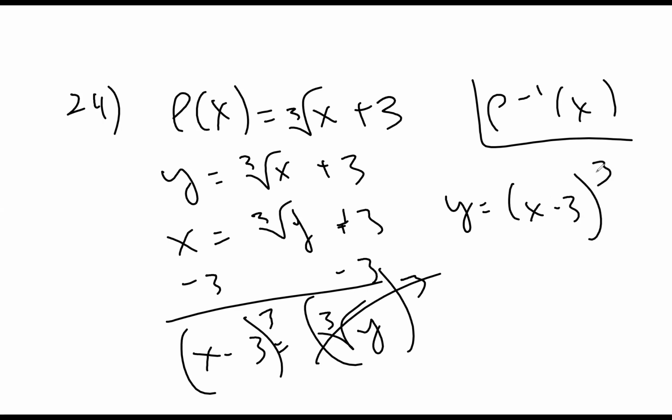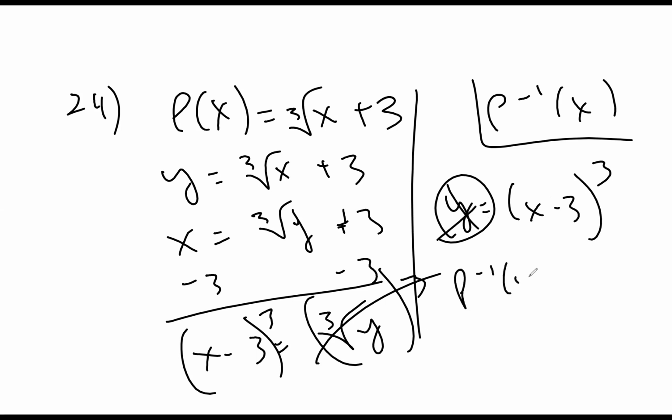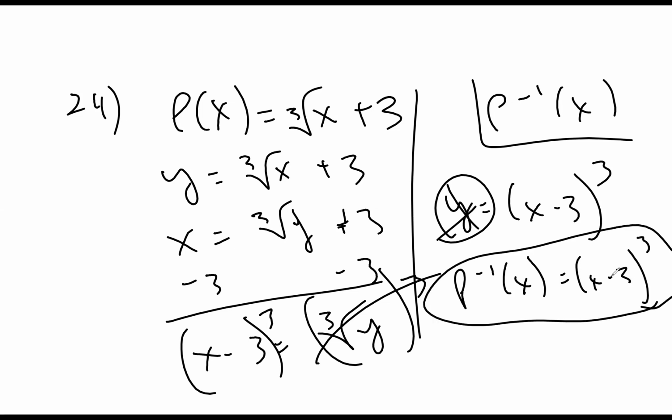Now remember, this is also important. I don't want you to go crazy with this. Leave it like that, okay? All you had to do is get y by itself, and you did. And so finally, you're going to take y away and replace it with the inverse, and you're going to say p inverse of x equals x minus 3 quantity cubed. And that is my final answer, and now I'm done.